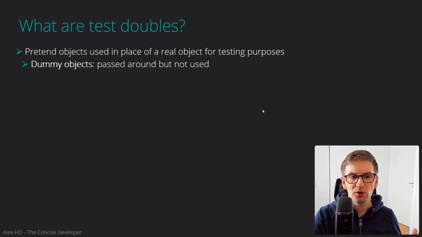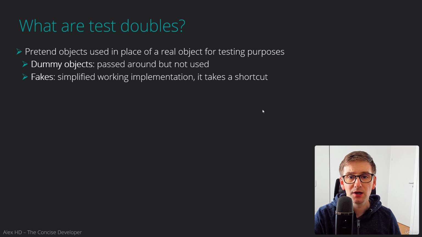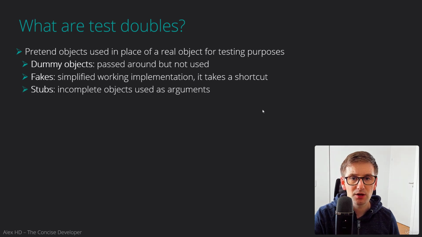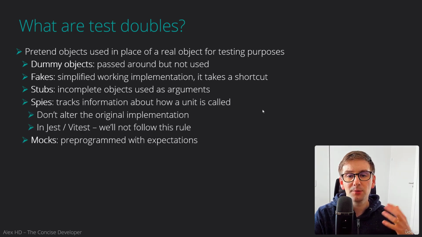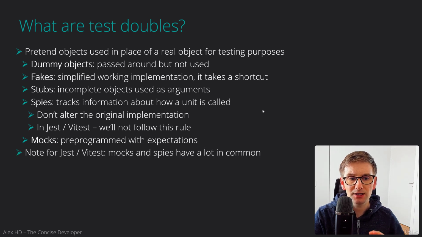And there are many types of test doubles, like for example dummy objects, which are objects passed around but not used. We can talk about fakes, which take a shortcut when we are using them inside our implementation. We can talk about stubs, which are incomplete objects used as arguments. And then there come the two most important types of test doubles. We talk about spies and mocks. They share a lot of common functionality. So in Jest and Vitest, they have a lot in common.